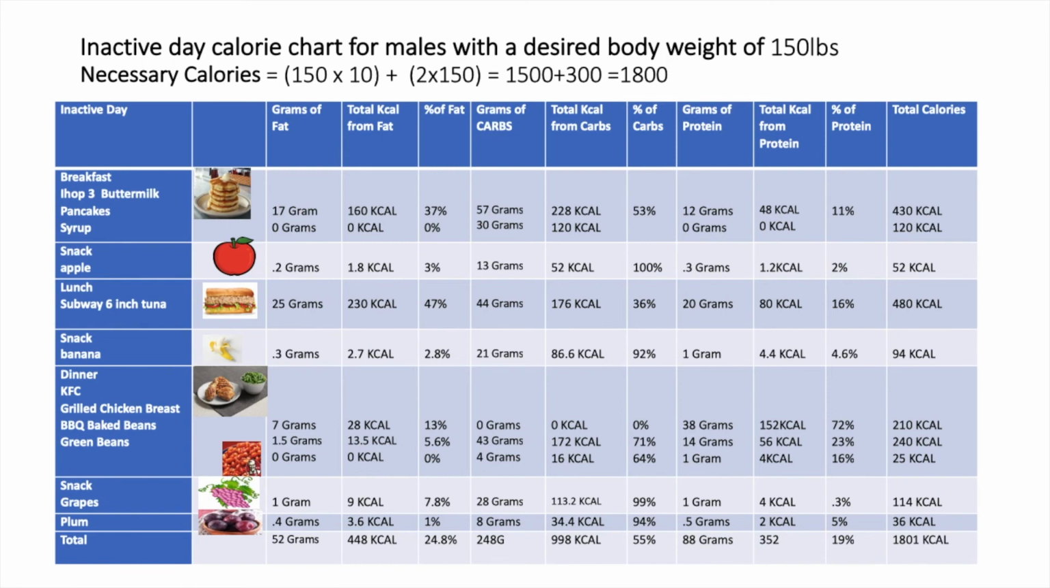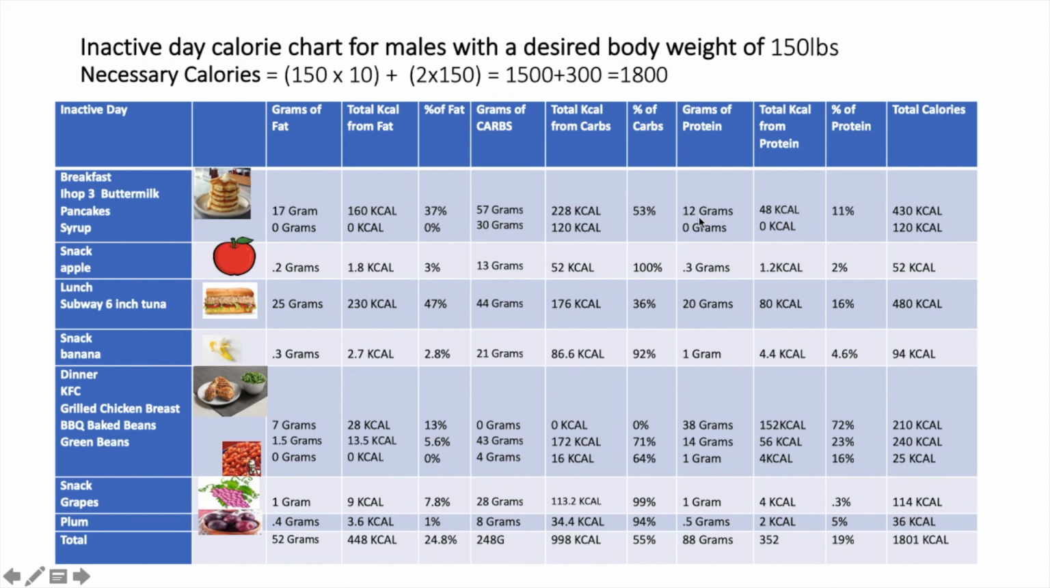Now let's say that when you go over to your grams of carbs, every gram of carbs is 4 calories. So you have 57 times 4, it's going to be 228 calories just in your carbohydrates. Once you have your total calories in your carbohydrates, you're going to look at the total calories in the food, and it's 430. You're going to take that 430 and divide it into your calories of carbohydrates, which is 53% carbs.